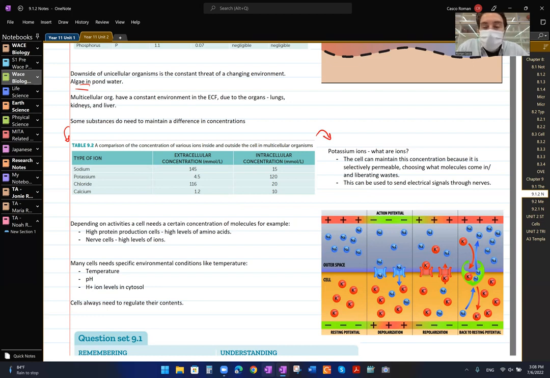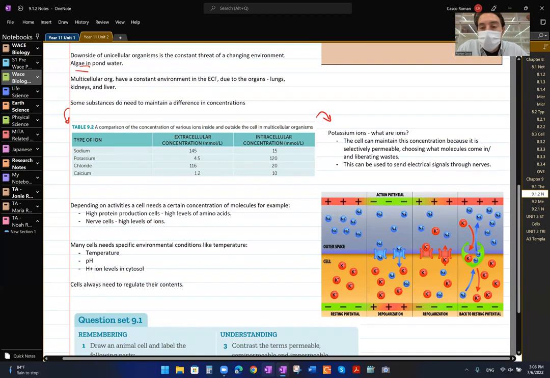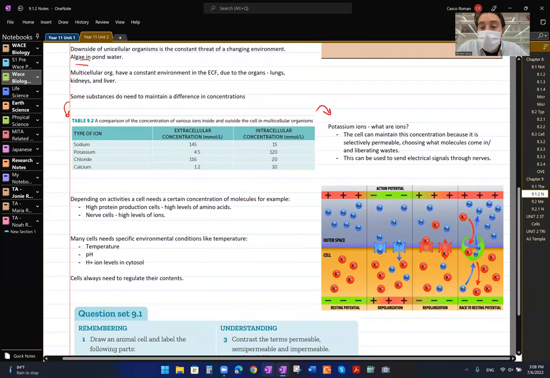Chloride has 116 in the outside environment, right? The inside is only 20. And calcium has more on the inside than the outside. So there are some instances where we cannot be balanced. We actually need a difference in concentration. An example of this is sending nerve signals through the body.